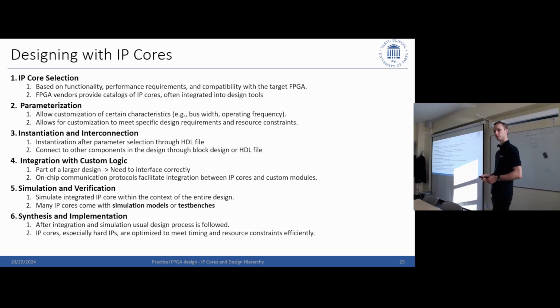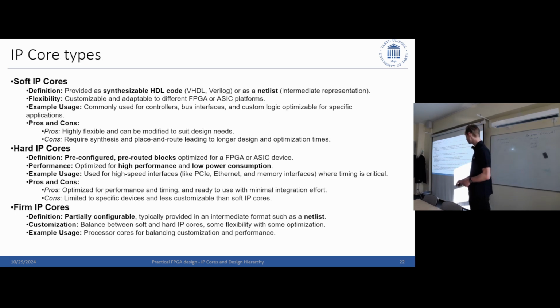Yes. Question from the previous slides. We have the soft IP cores and firm IP cores, and both can be a netlist. What's the difference if they are both a netlist? The firm IP cores, yeah? You mean firm IP cores and soft IP cores are both mentioned as netlists. Yes. Differently locked somehow?